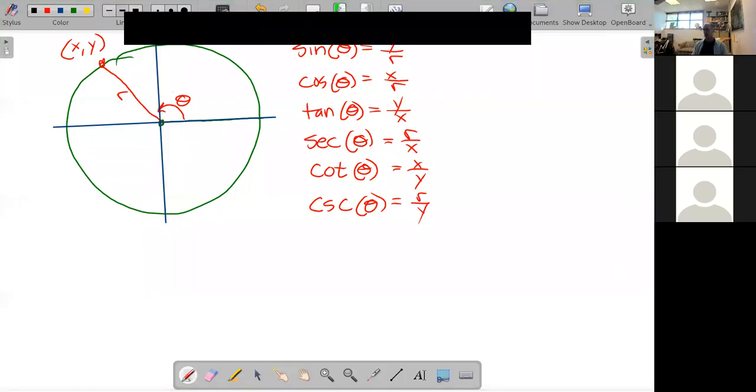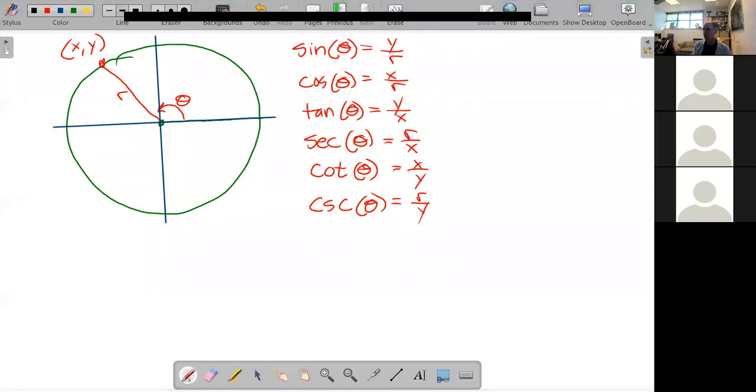So let's apply these relationships. Let's start off with a special angle. For example, let's pick the sine of 2 pi over 3. And I picked 2 pi over 3 for a reason, because that's kind of what I tried to draw up here.